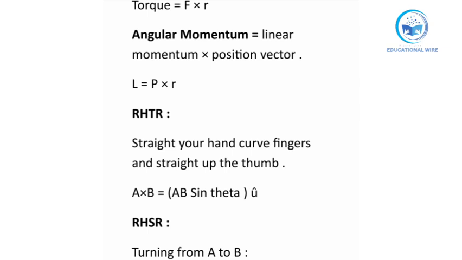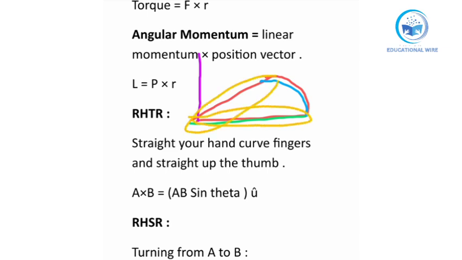As I said, it becomes a new vector. Like this is our hand, and I said to curve the fingers. When we curve our fingers, a new angle is formed, and this is our complete hand. After that, I will say take your thumb up. So you understand now that here we have these two vectors, and it becomes a new vector in the right hand thumb rule.